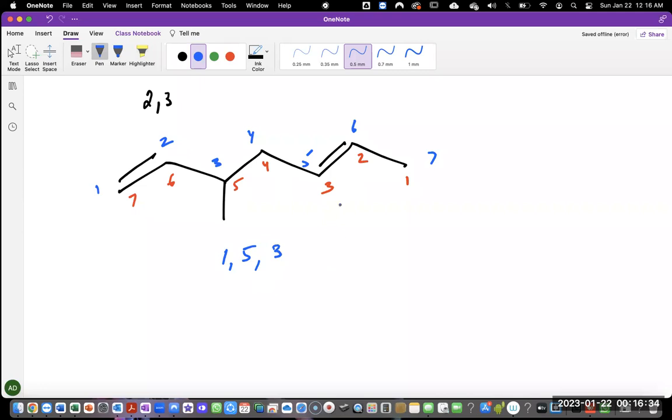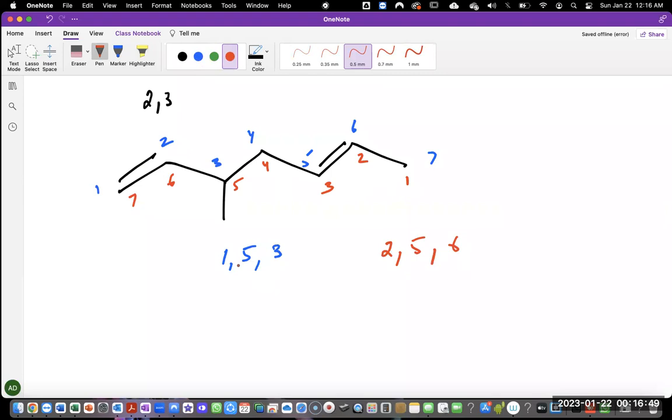Okay. Now, for the numbering from the right-hand side, the red numbering, what do we get? We're getting a 2 for a double bond, we're getting a 5 for the methyl, and we're getting a 6 for this double bond.